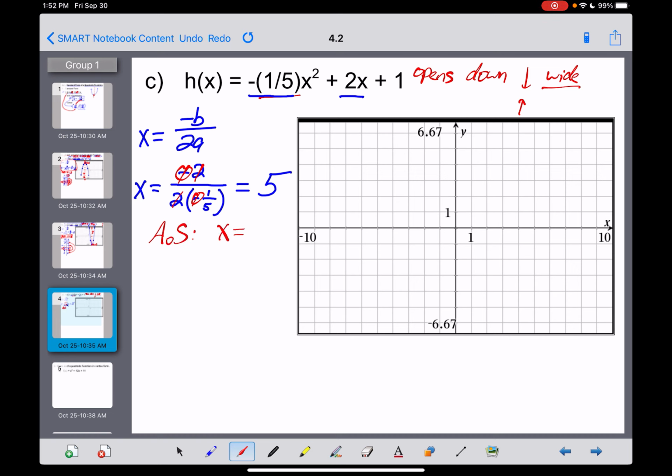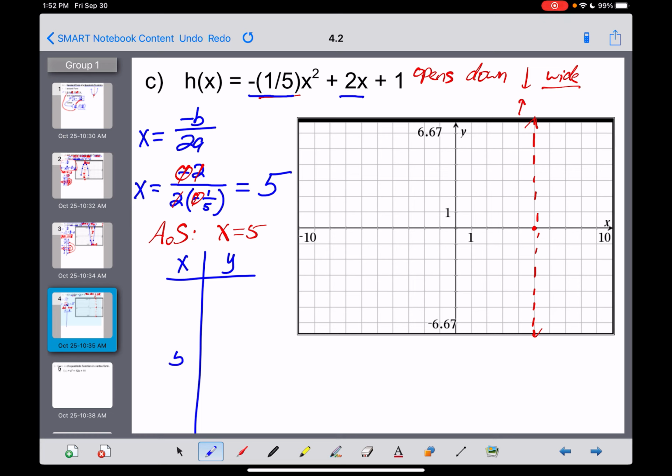It's the line x equals 5. So let me put a quick dot right there and a dashed vertical line right there, and there's our axis of symmetry. Now it's table time. X and y. And again, we're going to put 5 values in here, although actually I might have to cheat on this one, and I'll show you why.